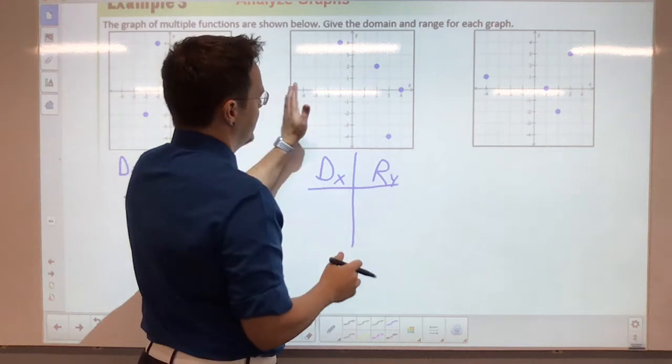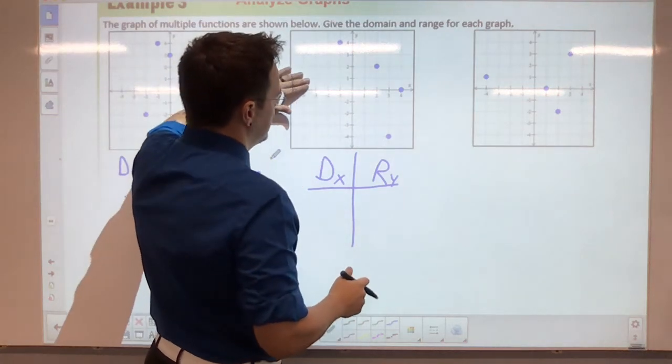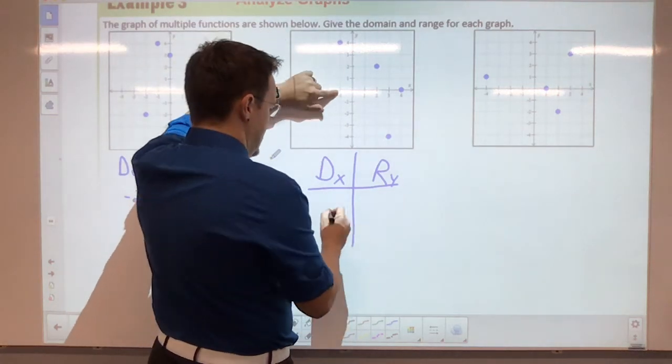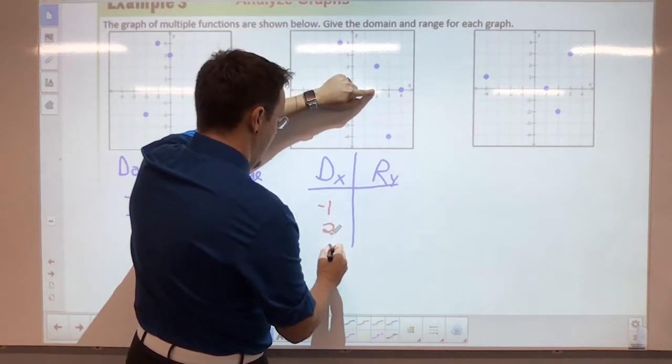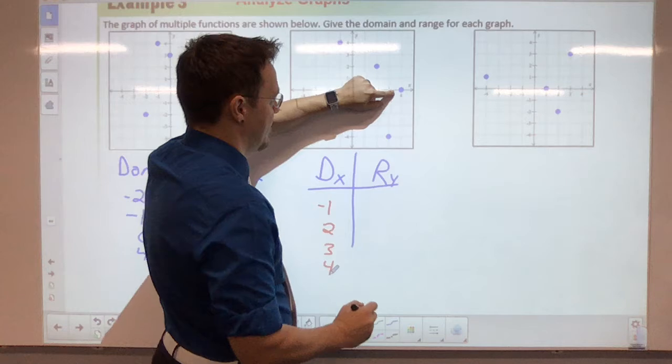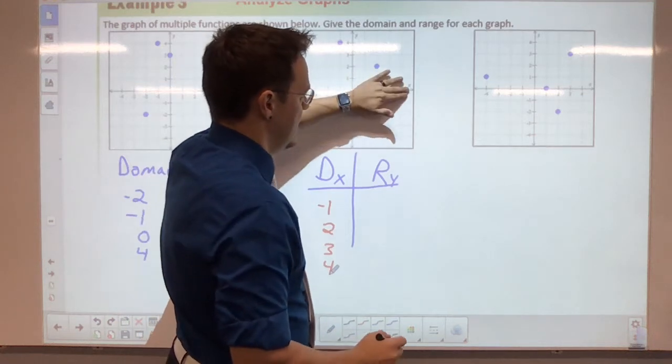So same thing, left to right. As I'm going to the left on this graph, I see the first point is at -1, and then I keep going, I got one at 2, I have one at 3, and then my last one is at 4, right? 2, 3, and 4.